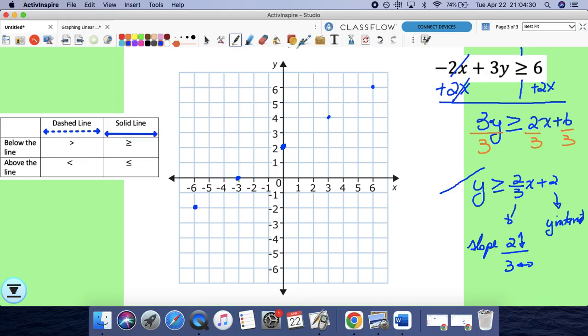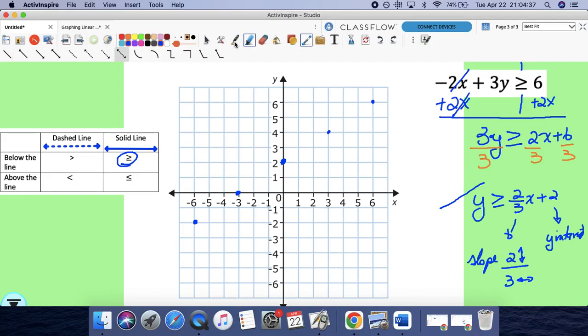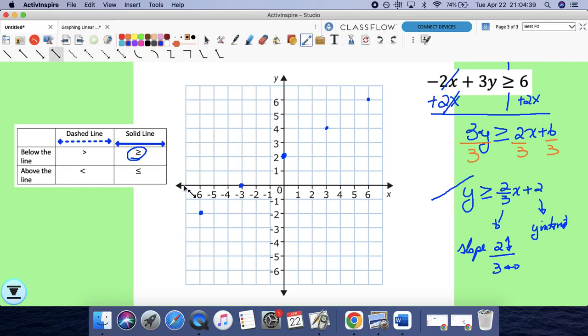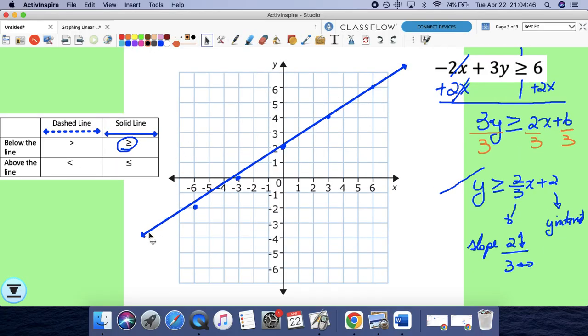So that gives us our points. And now look at our sign: it's greater than or equal to. When it's greater than or equal to, we use a solid line because points on that line satisfy our inequality. So let's connect. Just adjust the line a little bit. There we go. So we now want to know if we're going to shade above that line or below the line, to see which is the area that satisfies the inequality.